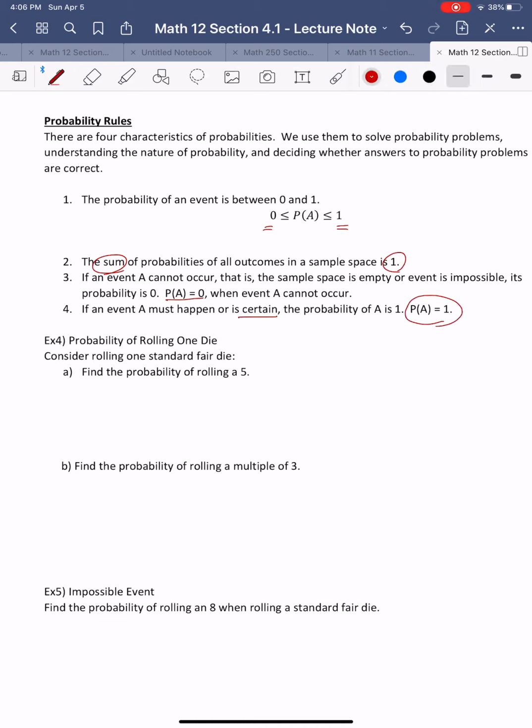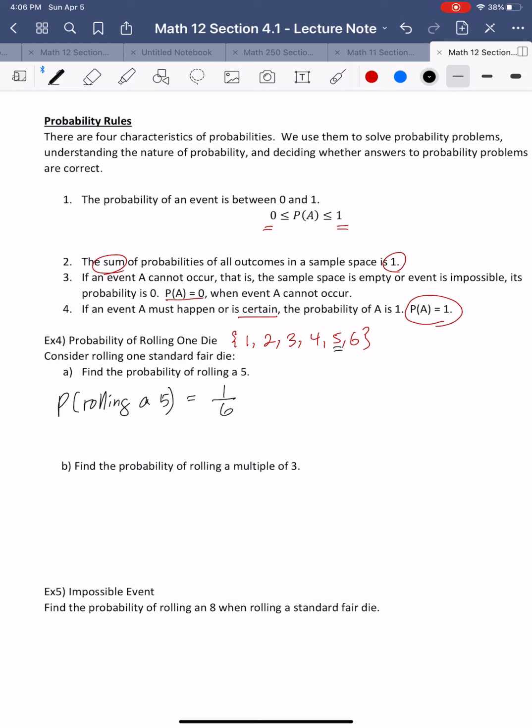Okay, so let's look at number 4. Probability of rolling 1 die. Consider rolling 1 standard fair die. Find the probability of rolling a 5. When you have 1 die, the sample space is 1, 2, 3, 4, 5, and 6. So I'm looking for the probability of getting a 5. 5 is one of them, so it's going to be 1 out of 6.